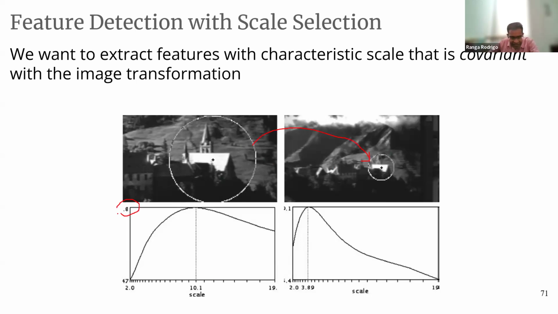I don't know what that function is. I know that. I will tell you what that function is. And then that has become a maximum at scale 10.1 in this image. It is a maximum, right? The function is a maximum here. That's a peak. In this image, it is maximum at 3.89.